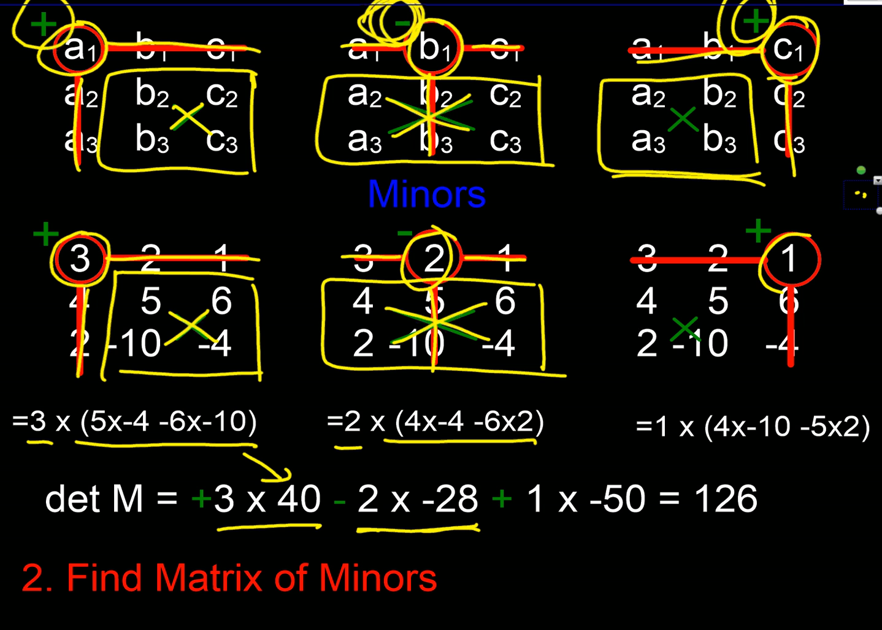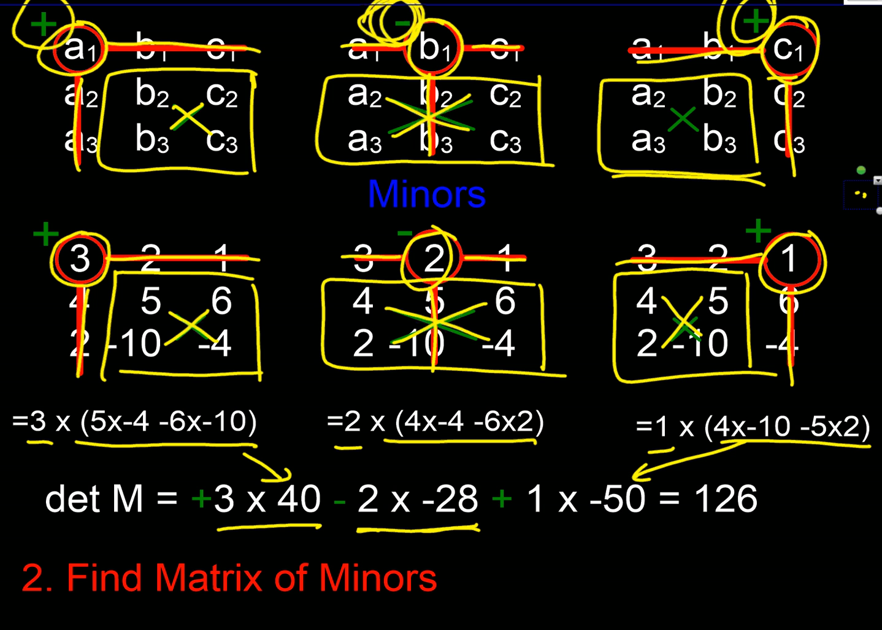And finally my third column, crossing that out, I've got 1 for my coefficient. I've got this matrix here, find the determinant of that, 4 times minus 10, take away 5 times 2, that's 50. So I've got 1 times 50 there. So I've now got my 3 components, but I have to deal with the sign issue that I talked about earlier.